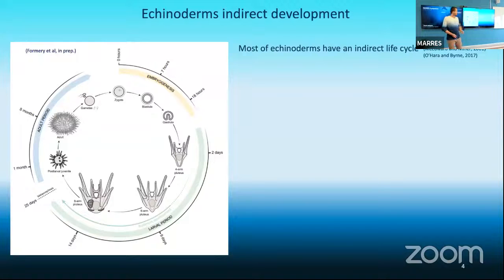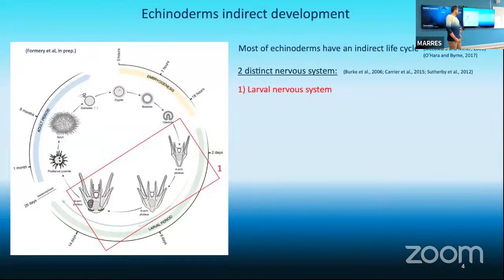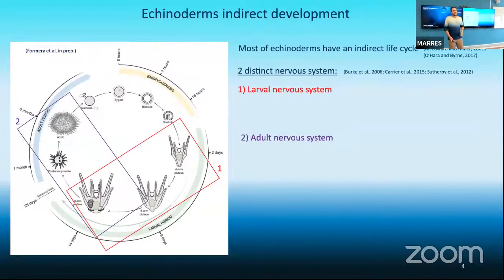What this also means is that during its lifespan, the organism will possess 2 distinct nervous systems. The first one being a larval nervous system, and the second one being an adult nervous system. Historically, the larval nervous system has been really well studied and characterized, both anatomically and molecularly. So the characterization has been established. On the other hand, the adult nervous system has been less studied, and currently there is no complete characterization.